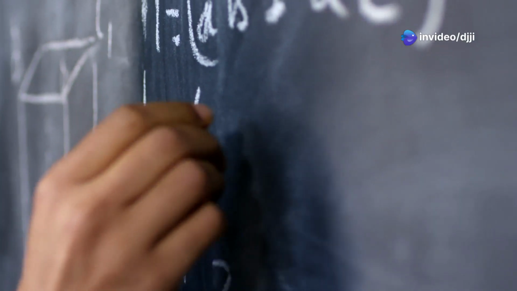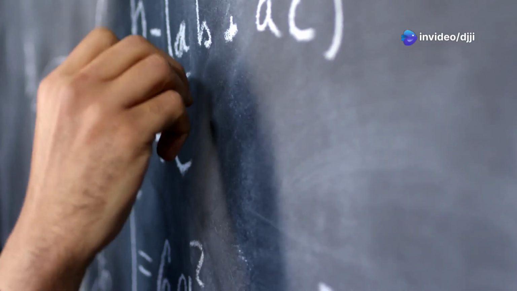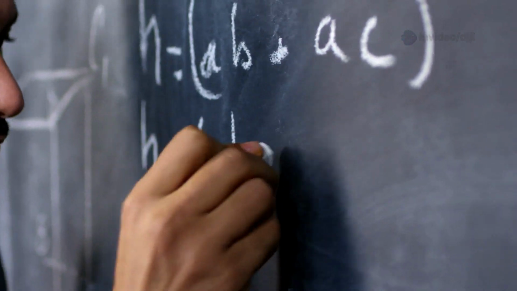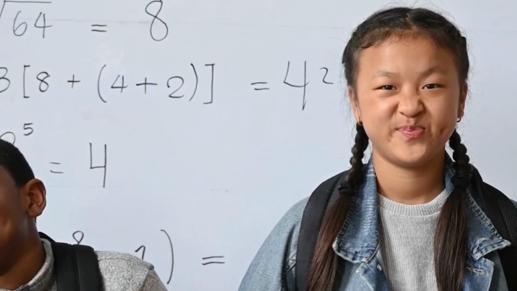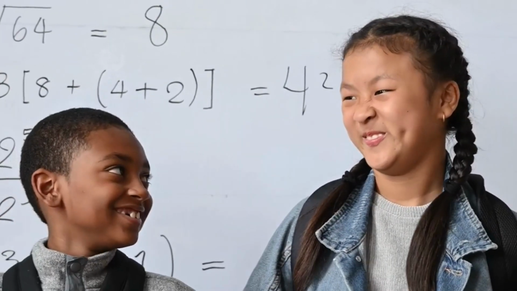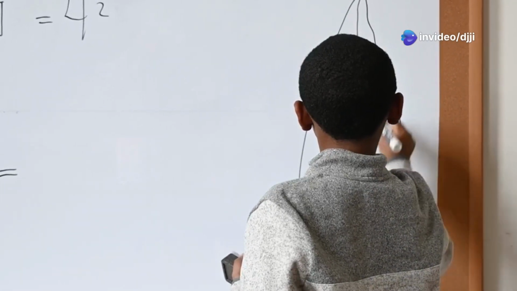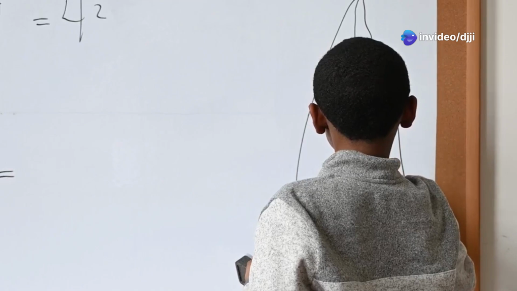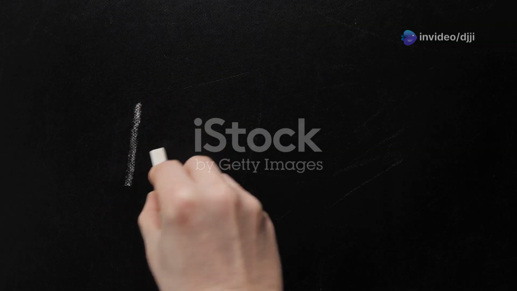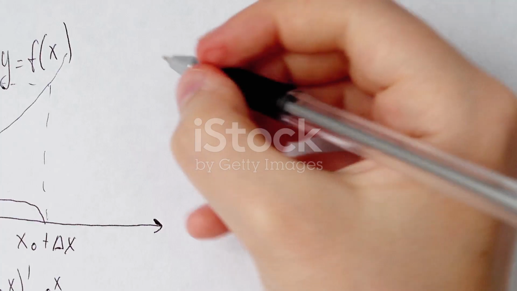Then, multiply variables. When multiplying variables with the same base, add their exponents. After distributing, group together terms that have the same variable and exponent. Finally, simplify by combining the coefficients of the like terms by adding or subtracting them. Example, let's multiply 2x plus 3 by x minus 4.